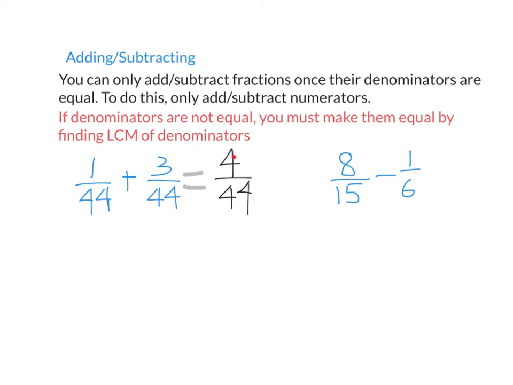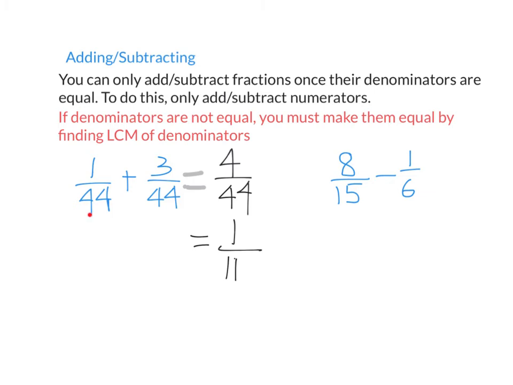Now, when you get an answer like this, you need to ask yourself, can I simplify? That's asking, does the top number and the bottom number have a common factor? Now, 4 and 44 have a common factor of 4, so I'm going to divide the top by 4. 4 divided by 4 is 1. I'm going to divide the bottom by 4. 44 divided by 4 is 11. So my final answer is 1 over 11. This was the right answer, but not simplified. So if I don't want to lose a mark in the test, I need to simplify.